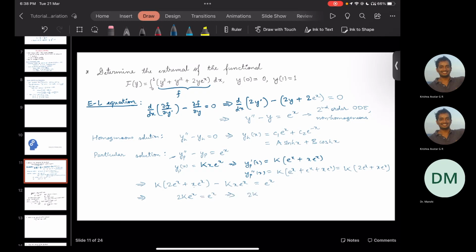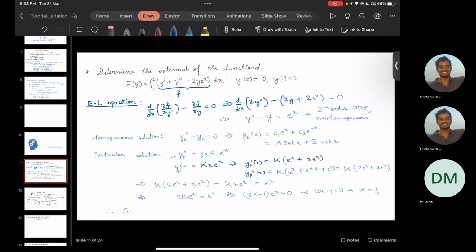And this implies that (2k minus 1) e to the power x is equal to 0. Now mind you that for finite x, e to the power x will never be 0. So this implies that 2k minus 1 is equal to 0. This implies that k is equal to 1 by 2, right?